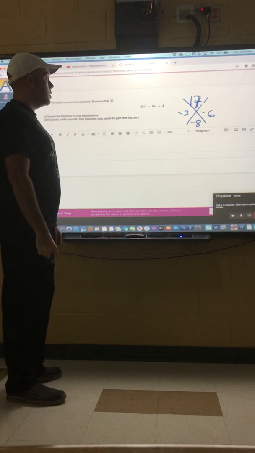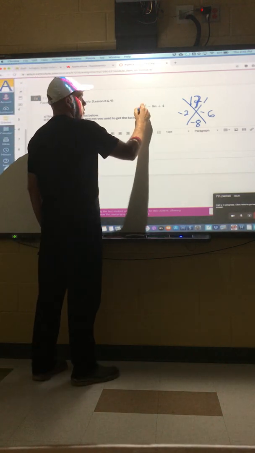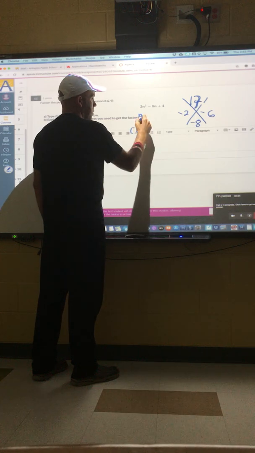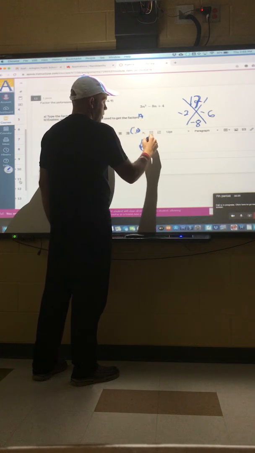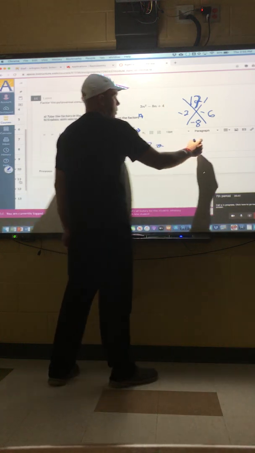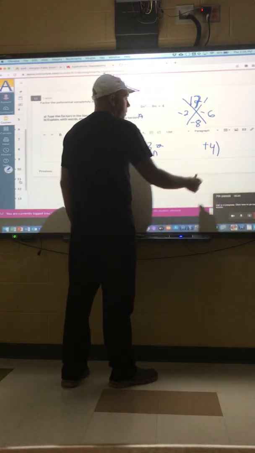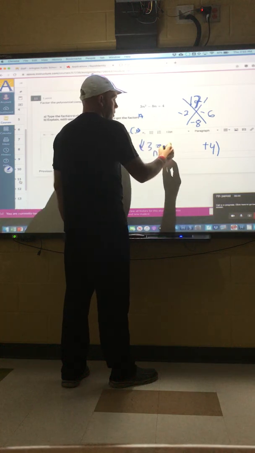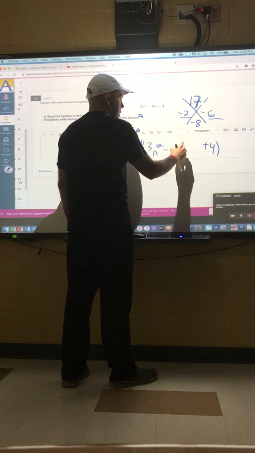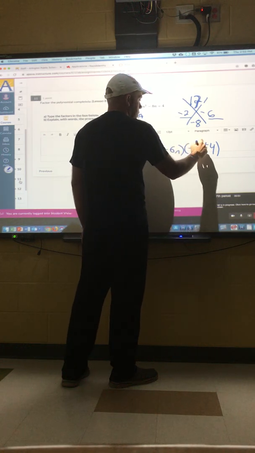Okay, next I'm going to set up where I bring down my first term to get 3n squared. And then I'm going to bring down my last term for the plus 4. I'm going to split the middle. So I'm going to get my numbers that I just got here. So I'm going to put negative 6n, and then I'm going to put negative 2n.